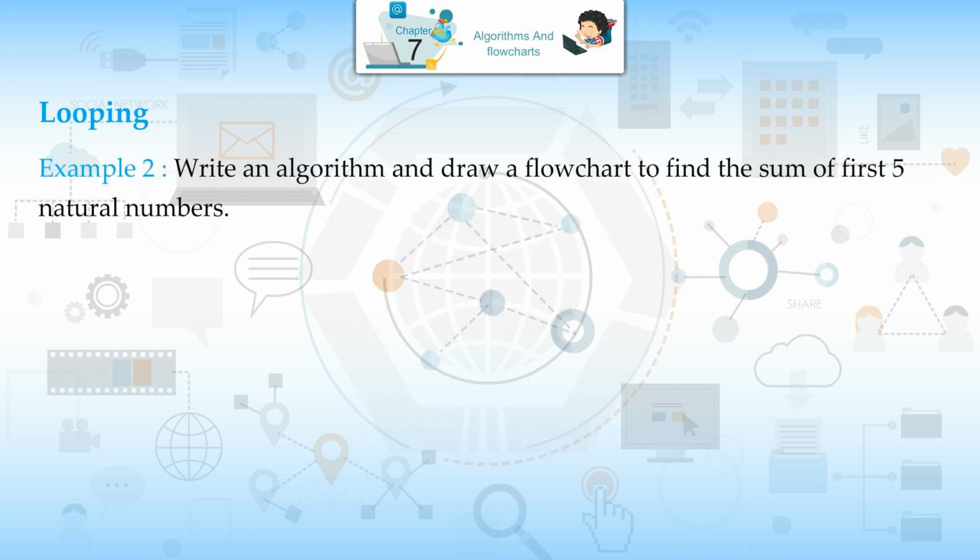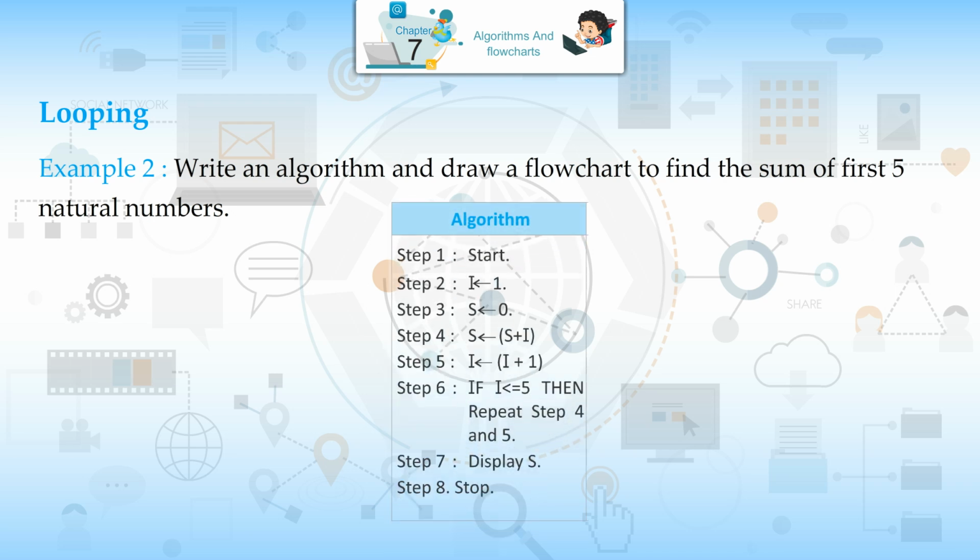Example 2. Write an algorithm and draw a flowchart to find the sum of the first 5 natural numbers. Algorithm. Step 1. Start. Step 2. I equals 1. Step 3. S equals 0. Step 4. S equals S plus I. Step 5. I equals I plus 1. Step 6. If I is less than or equal to 5, then repeat steps 4 and 5. Step 7. Display S.